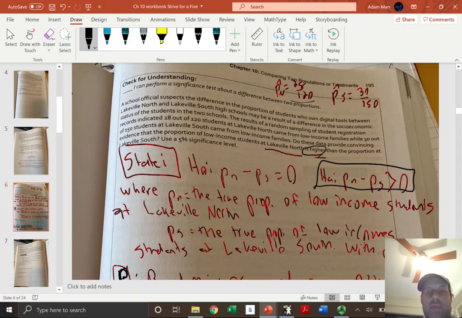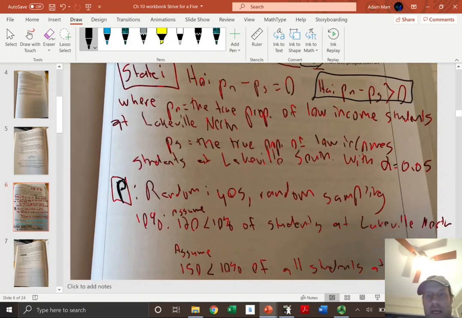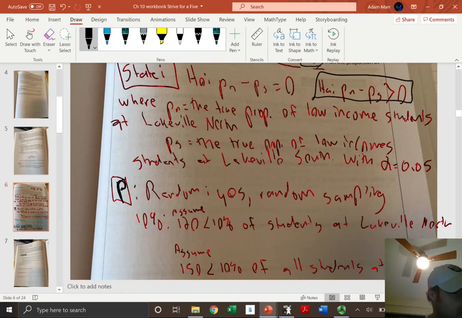All right, plan. Remember what we're doing for plan. Random, 10%, and large counts if we're talking about proportions, right? So let's do it. Random, yes, random sampling. I believe it says it in the second sentence. It says the results of random sampling of student registration, right?